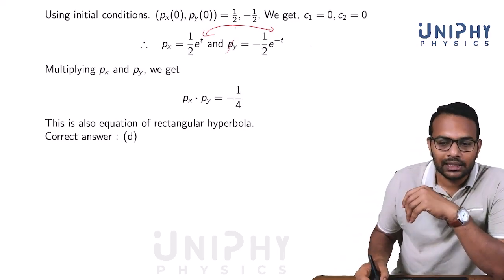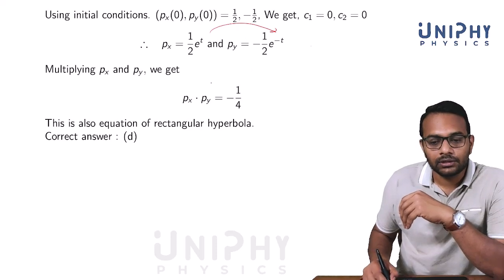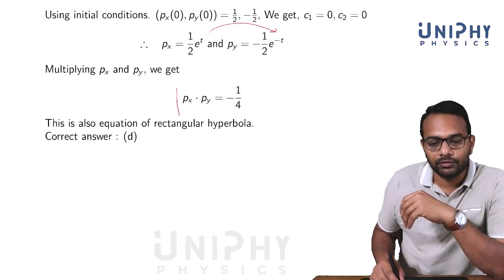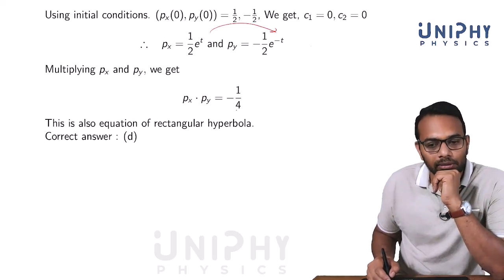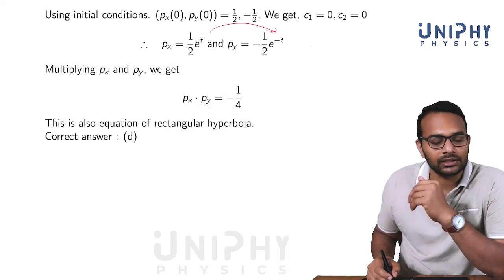So you look at this, how do we eliminate the variable term? It's easy, you just multiply them. Okay. So you see that pxpy is equal to 1 by 4, or minus 1 by 4, sorry. pxpy is equal to minus 1 by 4. The time is eliminated, you have obtained px as a function of py or py as a function of px.